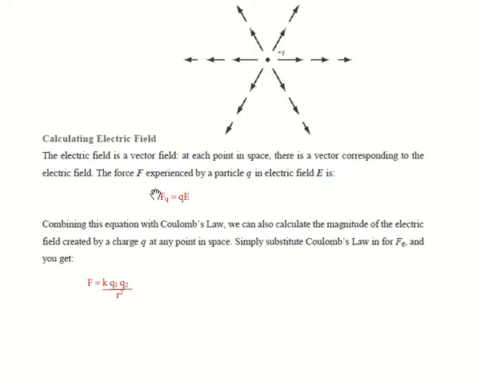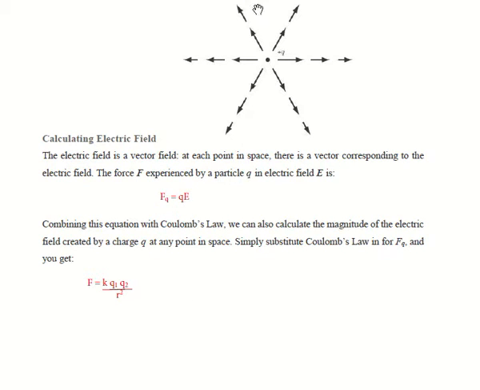We can take this equation that we just set up for electric fields and plug it into Coulomb's law, because it's an electric force that we're talking about. That's the same electric force that Coulomb's law is talking about. So we could figure out the magnitude, or how big the electric field created by some charge Q is at any point in space. So all we're going to do is take Coulomb's law and plug it in here for FQ.